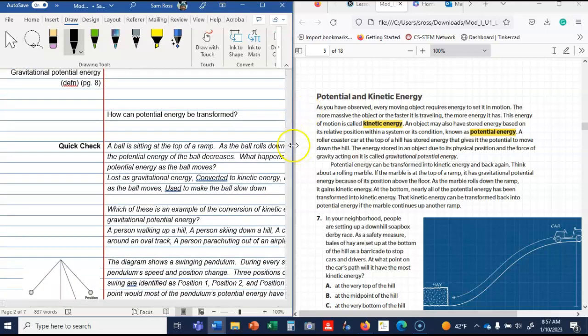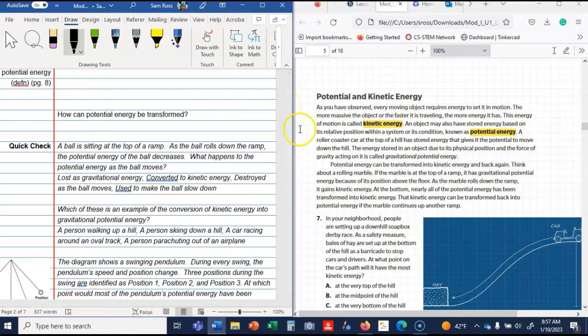Gravitational potential energy: the energy stored in an object due to its physical position and the force of gravity acting on it is called gravitational potential energy. This is the last sentence in this first paragraph. And then we have the question, how can potential energy be transformed? My intent with that is to make it so that you know it's in the second paragraph, last sentence, that kinetic energy can be transformed back into potential energy.